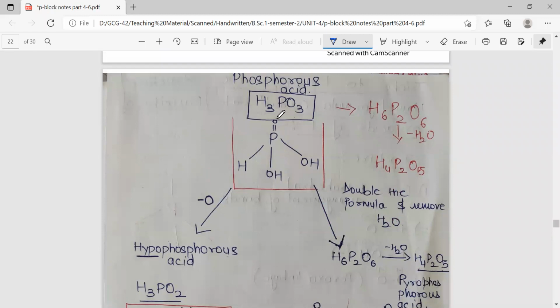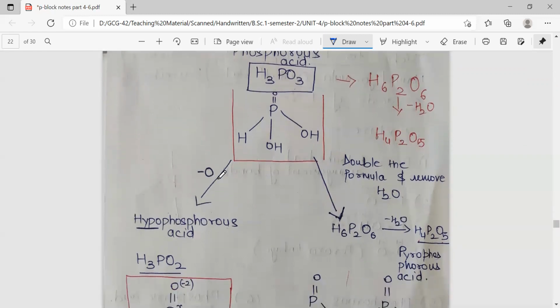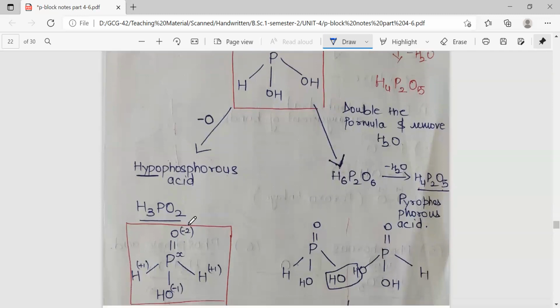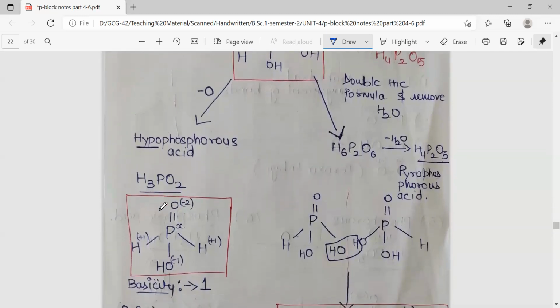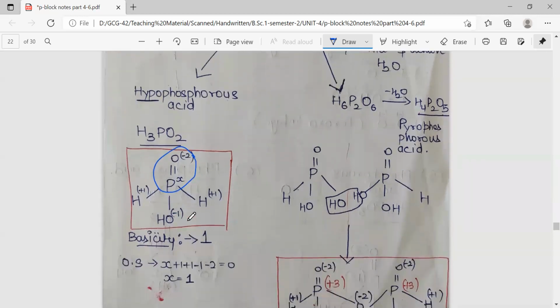Firstly, we'll take phosphorus acid. Now, whenever there is the prefix hypo, that means we have removed one of the oxygens. So if we remove one of the oxygens, we'll get hypophosphorus acid. So the formula will become H3PO2. Here is the formula, and this is the structure. So now 2 hydroxides have lost their oxygens, so 2 hydrogens are directly on phosphorus. This is the mandatory linkage which is to be present in oxo acids of phosphorus. So this is monobasic because only one hydroxide group is present.